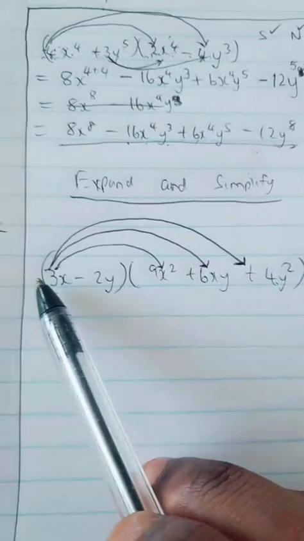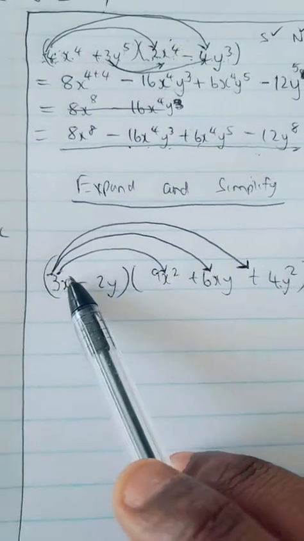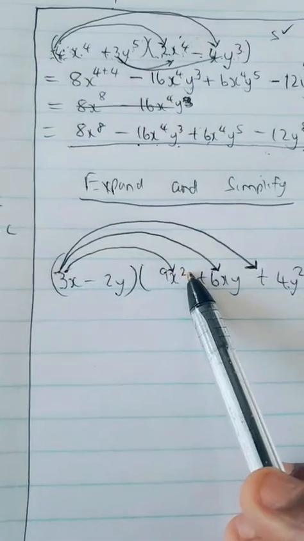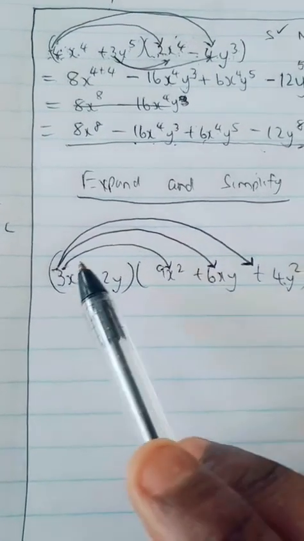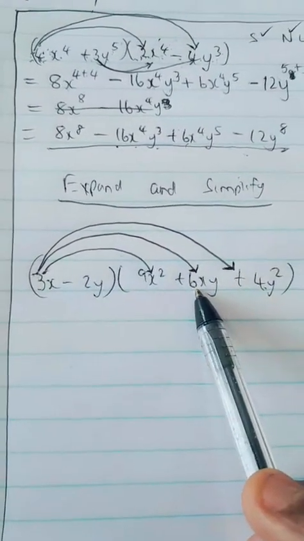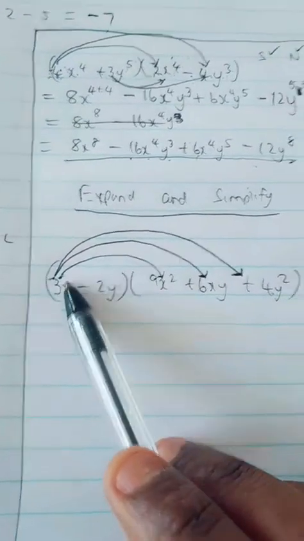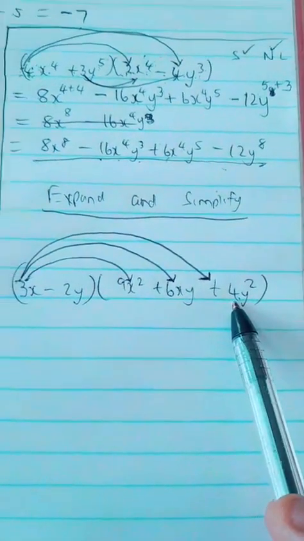All right, so distributive law, look at this. 3x, we're going to distribute to 9x squared, S and L. 3x, we're going to distribute to 6xy, S and L. 3x, we are going to distribute to 4y squared, S and L.